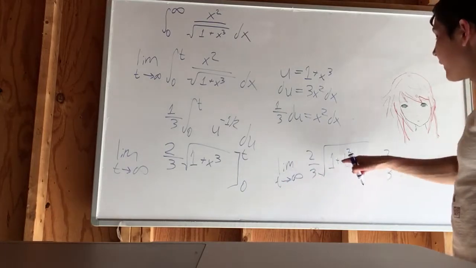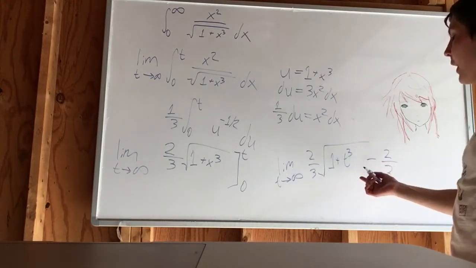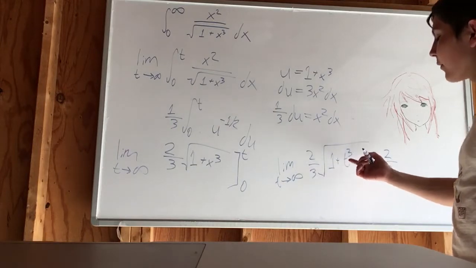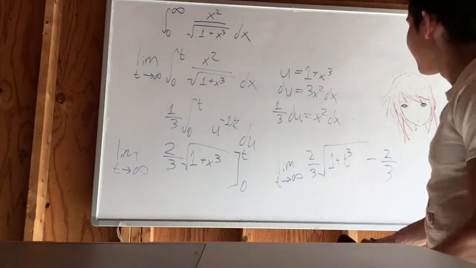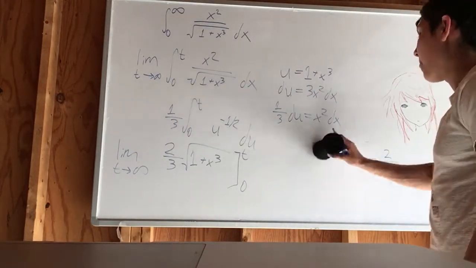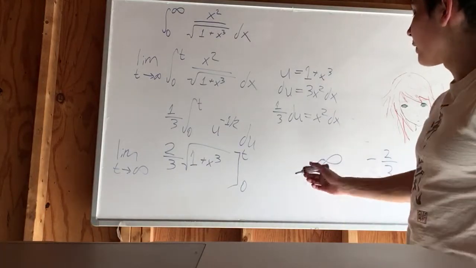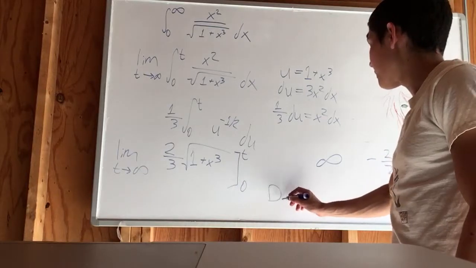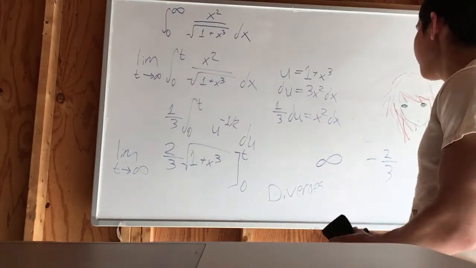Go ahead and put the infinity in here and see what happens. If you add 1 plus infinity, well, that's just infinity. Square root of infinity is still infinity. Multiply that by 2/3, it's still infinity. So we have infinity minus 2/3, which diverges. This tells us it diverges because it's just infinity, really.